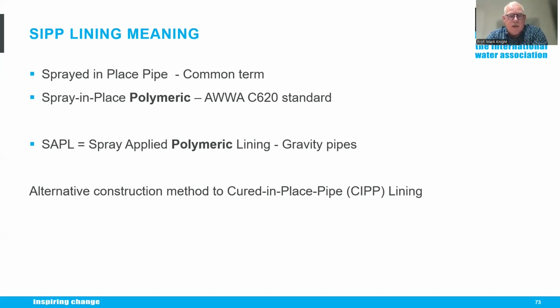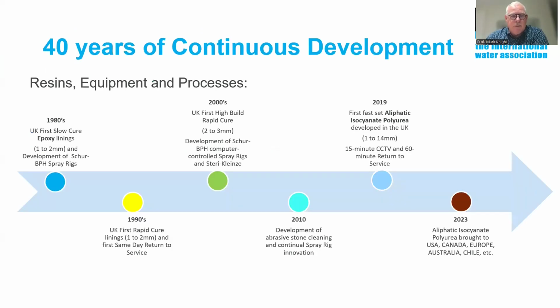So what we're really talking about is another alternative to cured in place pipe linings, CIPP, which Ivo did a great job explaining. Even though it may seem relatively new with respect to some of the materials, this technology has been in development over the last 40 plus years. It was really developed in the UK in the 1980s in order to get rid of cement mortar linings that were having water quality issues.